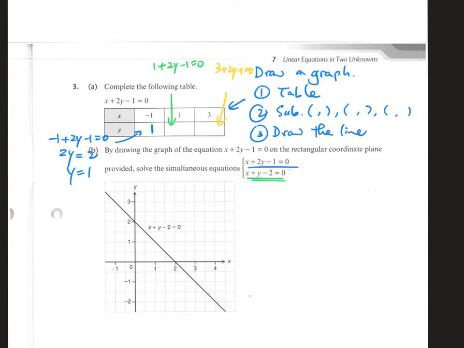Okay, so the answer should be 0 for the second box, while it is -1 for the third box. Now you can draw the points one by one in the diagram. The first one is the point (-1, 1), the second point is (1, 0), and the third point is (3, -1). Next, you can use a ruler to draw the line out.